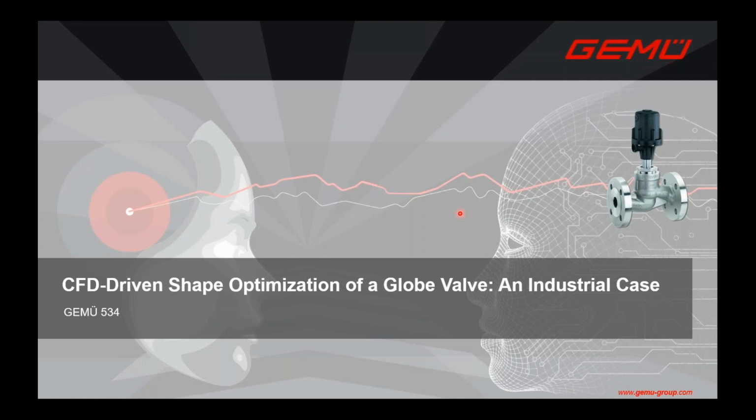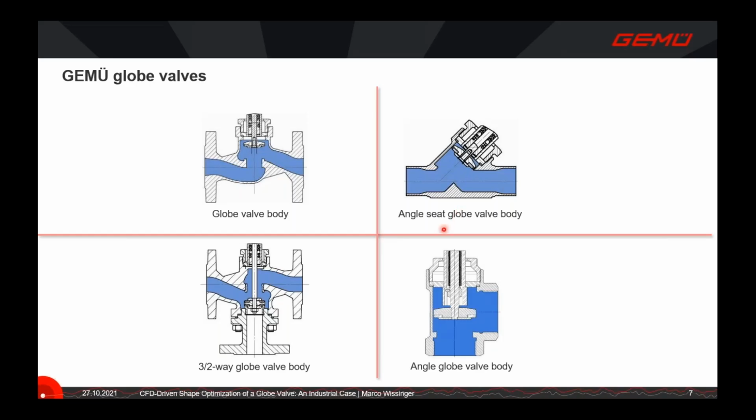In the following slides, I want to focus a little bit more in detail on the Gemu 534. It's the actual valve we used for our case study here. Gemu is producing different kinds of globe valves. So in this slide, you can see the 4 different globe valve models Gemu is developing and producing.